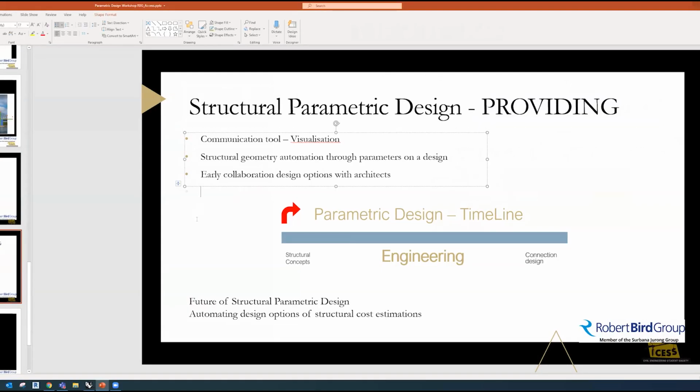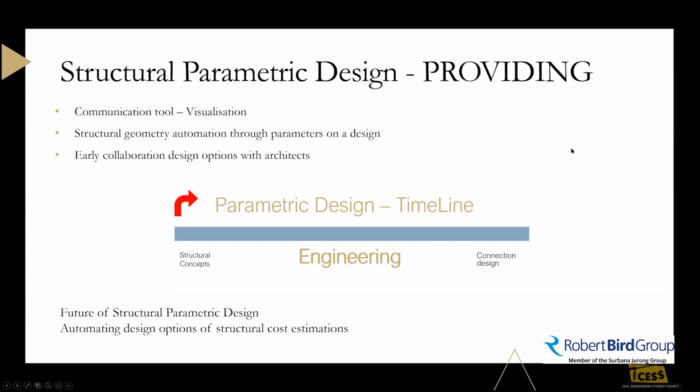So maybe this answers the question. Grasshopper and parametric designs are used as a communication tool for visualization and also structural geometry automation through parameters on a design. What I'm showing is very conceptual. What I showed today is not ever going to be designed. It was a really basic understanding of the possibilities of parametric design, how you can change sliders and how geometry moves. Things can get very complicated further on in real life projects.